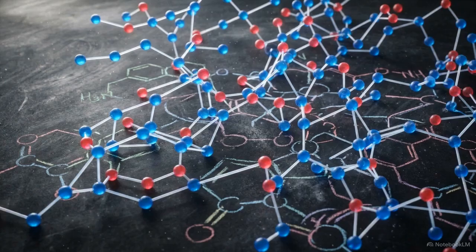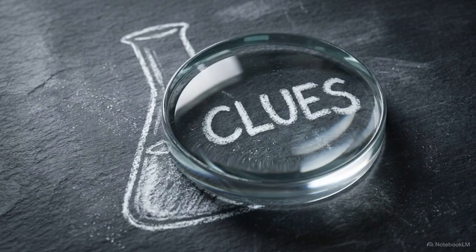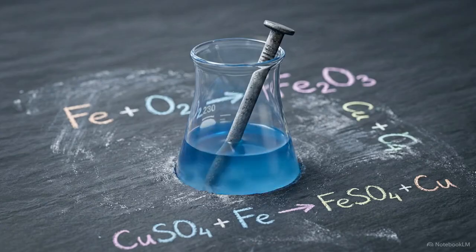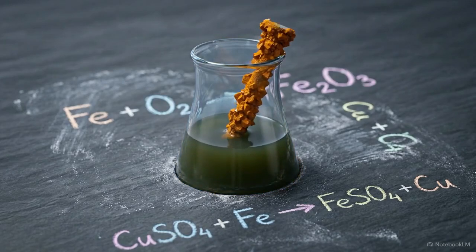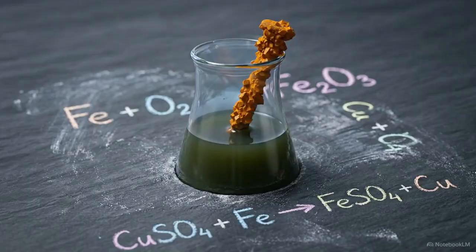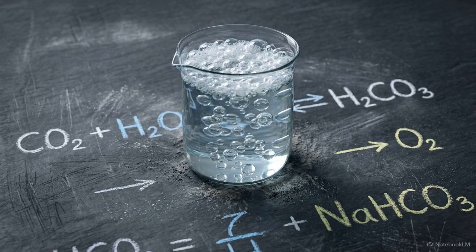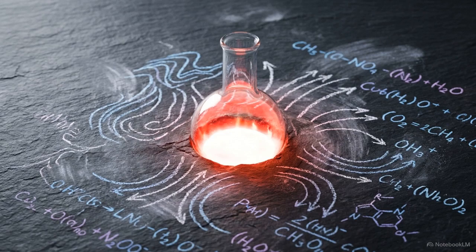Atoms are too small to see, so how do we verify that these partner swaps are actually taking place? Chemical changes leave physical evidence. One indicator is a change in color. If you place an iron nail in blue copper sulfate, the liquid turns green as iron sulfate forms and copper deposits on the nail. Other signs include the evolution of a gas, visible as bubbles, and a change in temperature, which you can measure as the reaction generates or absorbs heat.